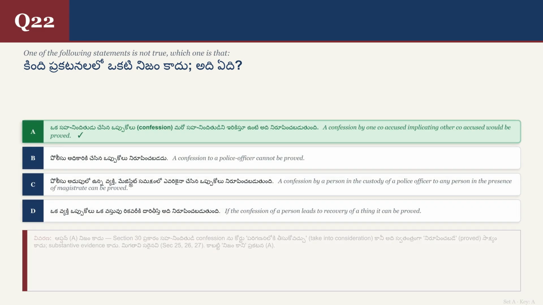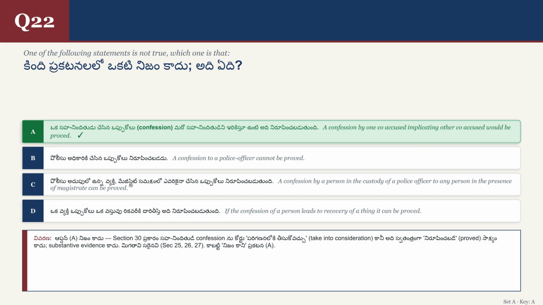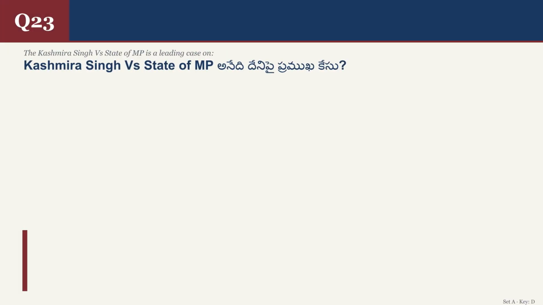The incorrect statement is the one regarding a co-accused's confession being, quote, proved, as it is merely taken into consideration. Question 23 asks what the case of Kashmir Singh v. State of MP is a leading case on.